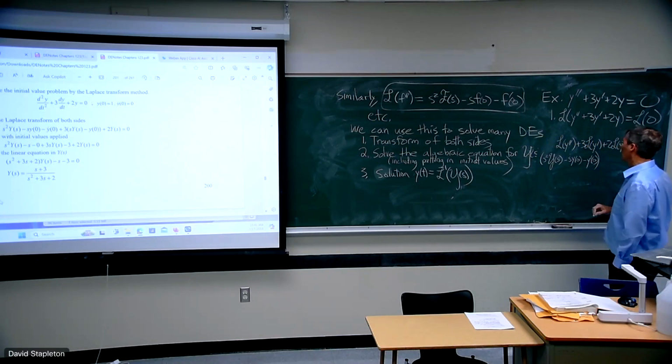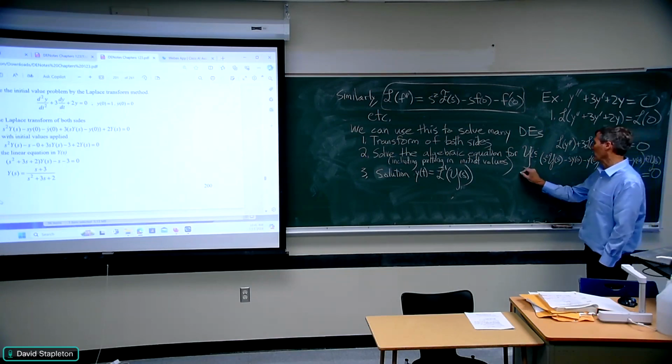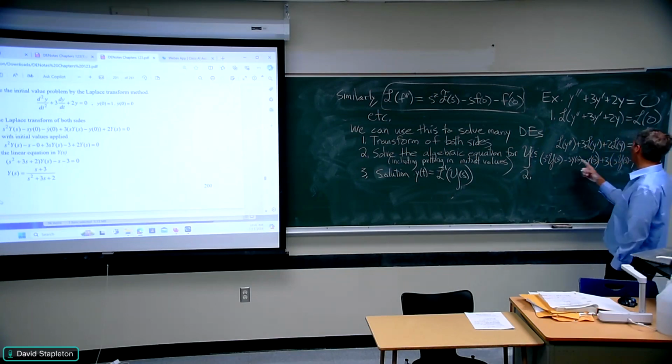All right. So there's the transform of y double prime, and then plus 3 times the Laplace transform of y prime, by the previous theorem. That's s times the transform of y minus y of 0. And then plus 2 times the Laplace transform of y, and I'll choose the notation y of s for the transform, and the whole thing is equal to 0. So there's the transform equation. And notice that's actually an algebra equation, right? So that's step 1. Now you solve this algebraic equation for y of s, right?